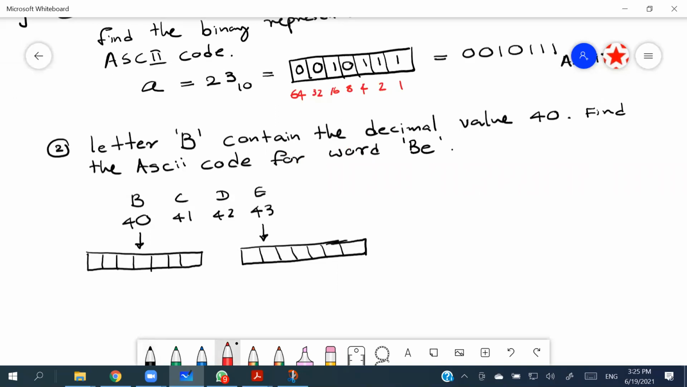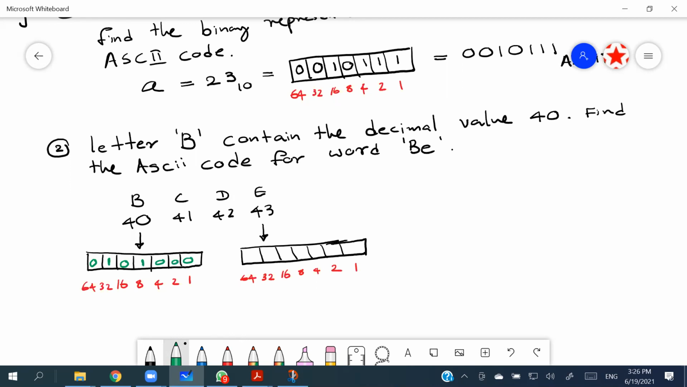That's all. So the place values are 1, 2, 4, 8, 16, 32, and 64. Same goes here: 1, 2, 4, 8, 16, 32, and 64. Then we are creating the 40. How are we going to create 40? 32 we need. 64 we don't need. So 32 plus 8 gives you 40.